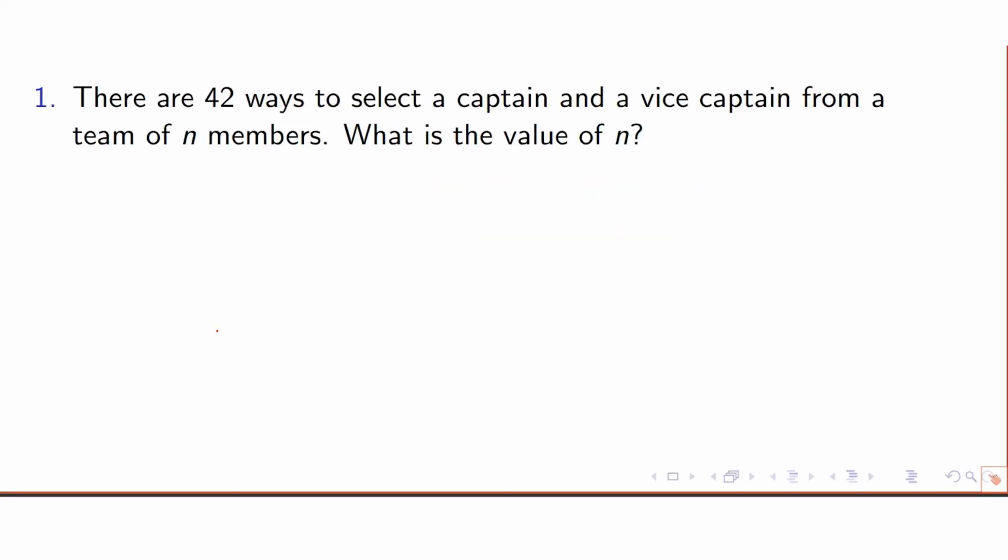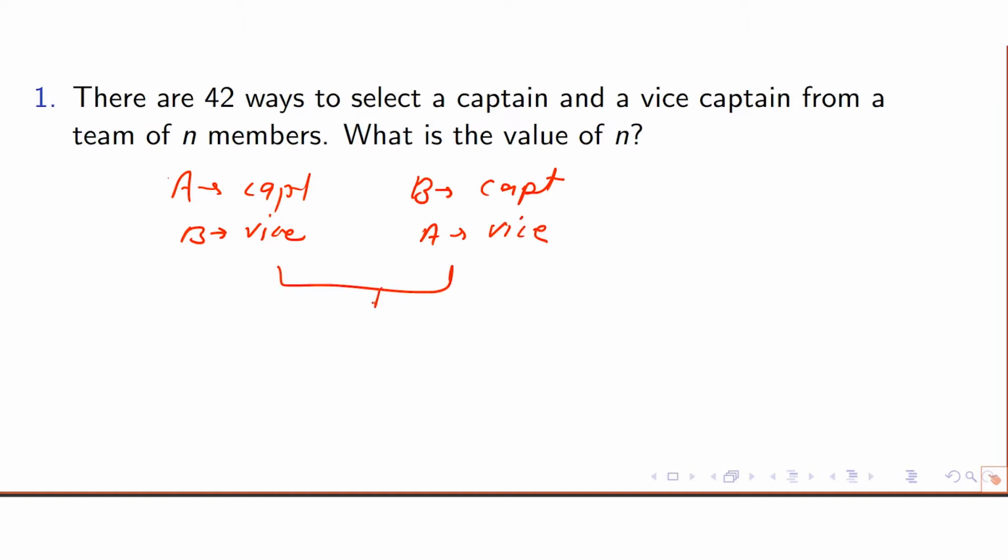First question: there are 42 ways to select a captain and a vice captain from a team of n members. So what is the value of n? Here we are selecting a captain and a vice captain from a team of n members, and it is an ordered arrangement. For example, selecting A as captain and B as vice captain, and next time selecting B as captain and A as vice captain, are two different ways.